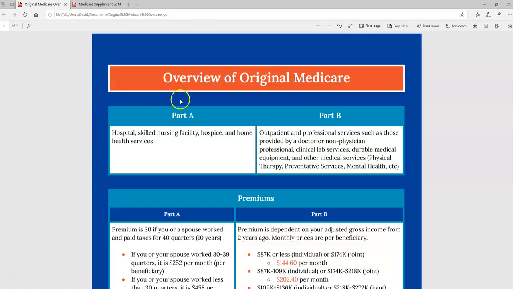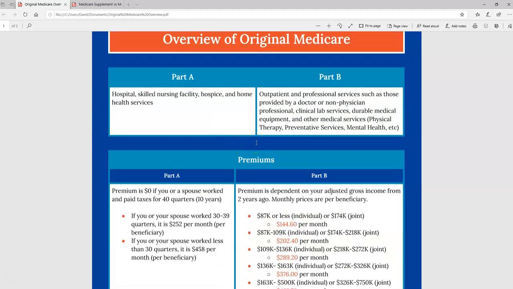And so we're going to start off with an overview of what's called Original Medicare. There are two main parts to Original Medicare, Part A and Part B. Part A covers hospital, skilled nursing facility, hospice, and home health services. Part B covers outpatient and professional services, such as those provided by a doctor or non-physician professional, clinical lab services, durable medical equipment, and other medical services. Examples of Part B services are physical therapy, preventive services, mental health, etc. These two parts are paid for in two very different ways.